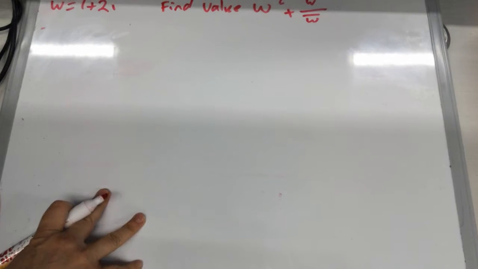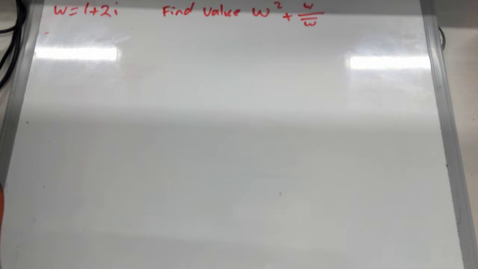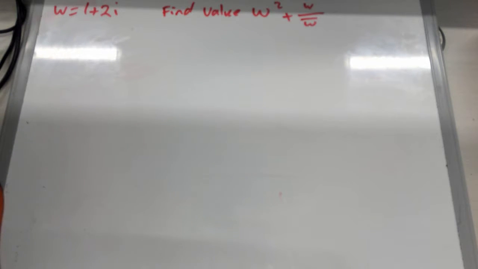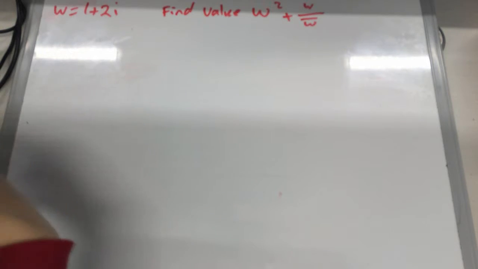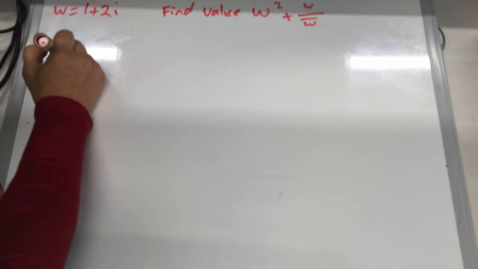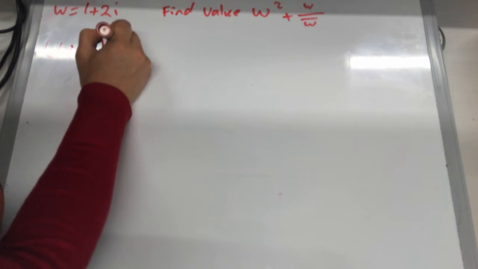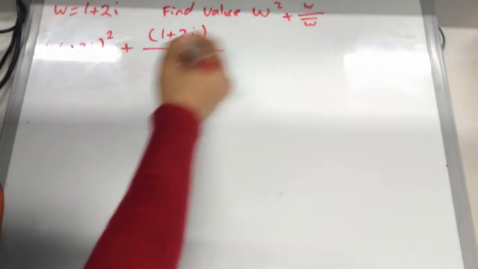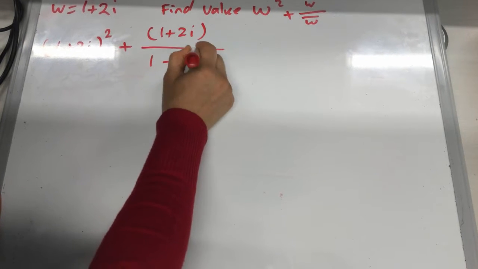Next question, we've got w equals 1 plus 2i, and we're trying to find the value of w squared plus w over the conjugate of w. As we solve any algebraic expression, we substitute. Finding the value means you're substituting or evaluating this expression, and you're being given the value of w. So the first part you will do (1 plus 2i) all squared plus 1 plus 2i over the conjugate, which is 1 minus 2i.